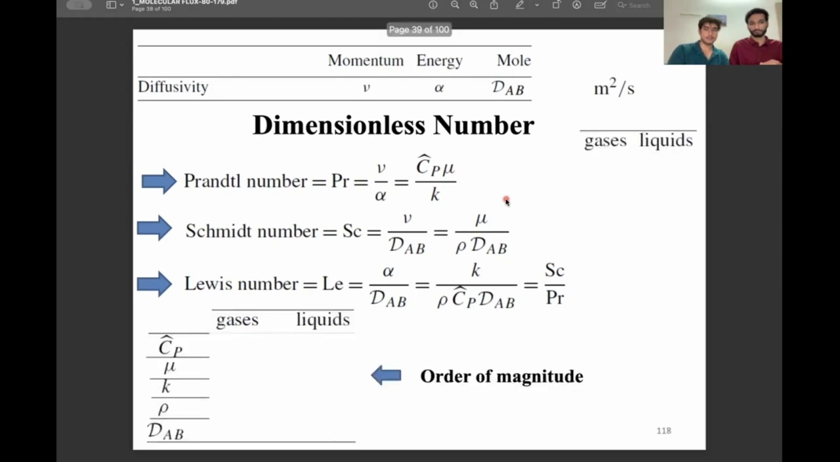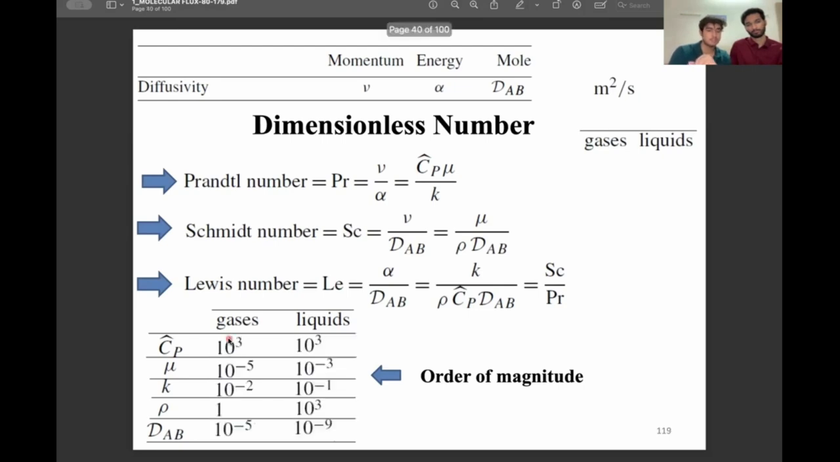Now let's see the order of magnitude. Do we know the order of magnitude of Cp, mu, K, rho, DAB? Do you know what these terms mean? What is Cp? What is mu? What is K? What is rho? What is DAB? Obviously, you know. So for gases and liquids, we'll first discuss the order of magnitude for Cp, rho, K, and DAB. Then we'll discuss our Prandtl, Schmidt, and Lewis numbers for gases and liquids. So firstly, for Cp, we have an order of magnitude of 10 to the power 3.